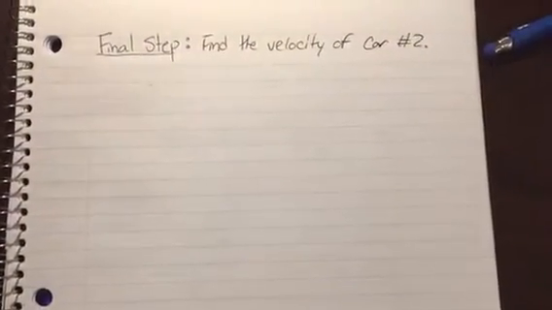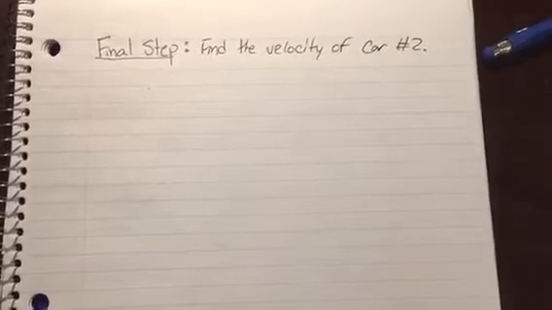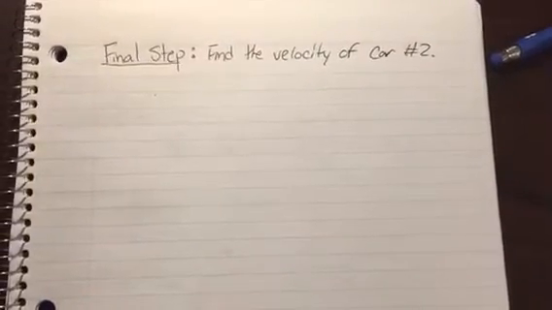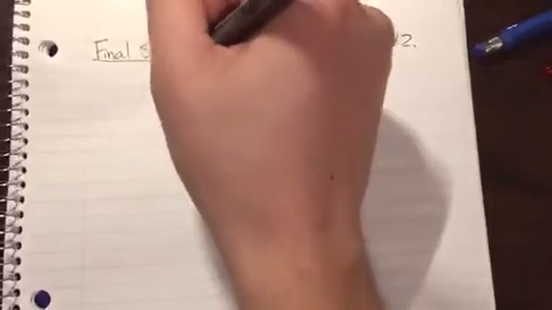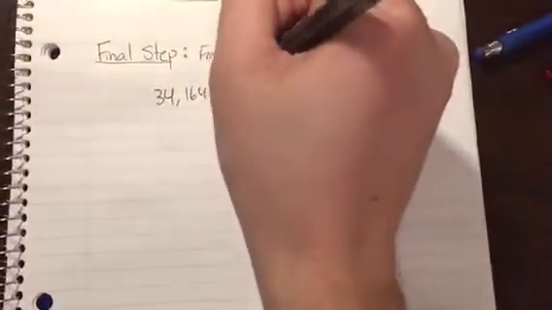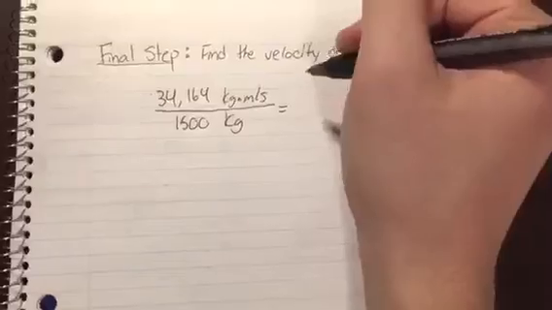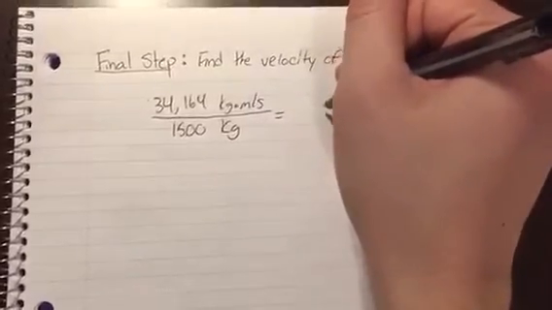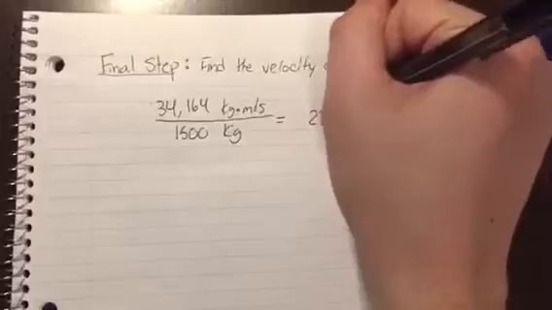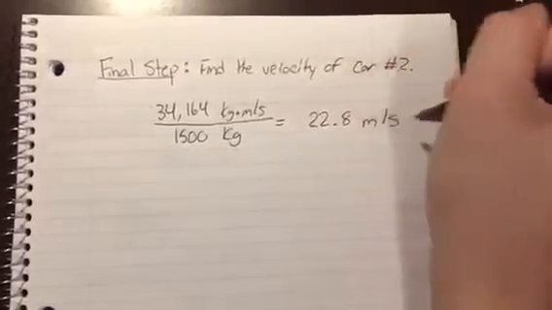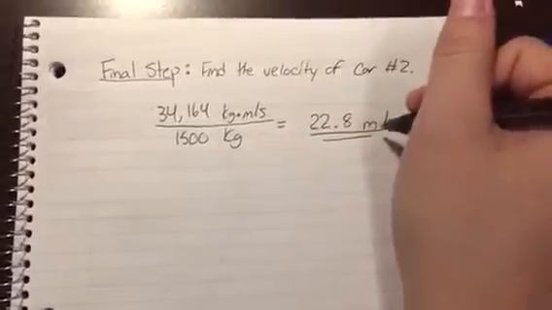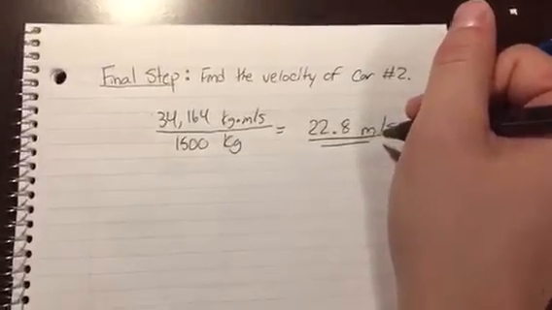In our final step, in which we want to find the velocity of car number 2, we divide the momentum of car number 2, which is 34,164 kilograms times meters per second, divided by the mass of the car to find the velocity, 1,500 kilograms. Using our calculator, we would find the answer, rounded to significant digits, to be 22.8 meters per second. This is the final velocity of the second car.